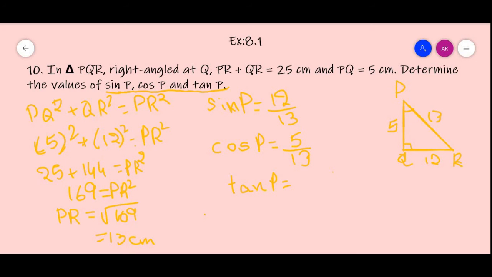So what is the opposite side? It's QR, so it's going to become 12 by 5. So yeah, we have found all the values that have been asked: sin P, cos P and tan P. So we are done with the question.